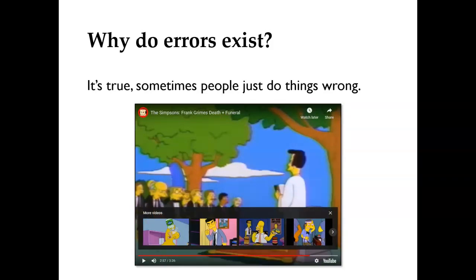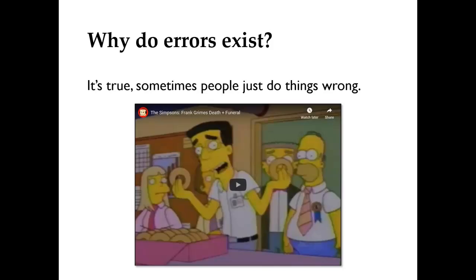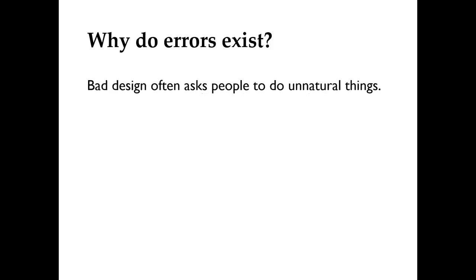So you see the problem here. Sometimes it is true that people just do things wrong. But at the same time, that's really not fair to people generally, and it's also not true. Yes, there is human error, and it can be centered in the people who use it, but usually there's a problem with some sort of design, some sort of problem that leads people to make errors. For example, one of the things that bad design will commonly do is ask people to do things that are just unnatural, that would not make sense for them to do.